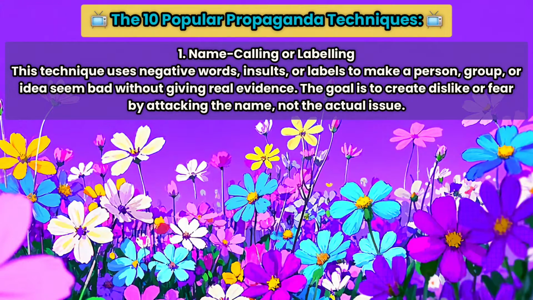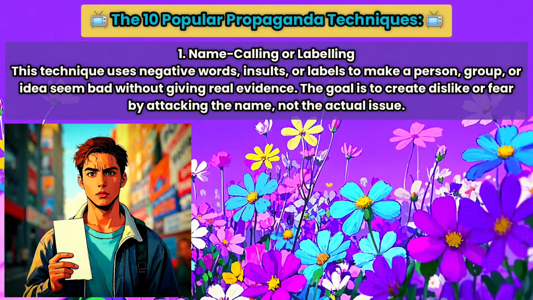Number 1. Name calling or labeling. This technique uses negative words, insults, or labels to make a person, group, or idea seem bad without giving real evidence. The goal is to create dislike or fear by attacking the name, not the actual issue.